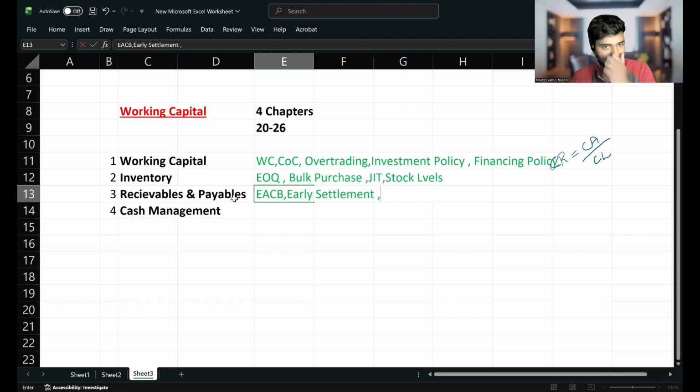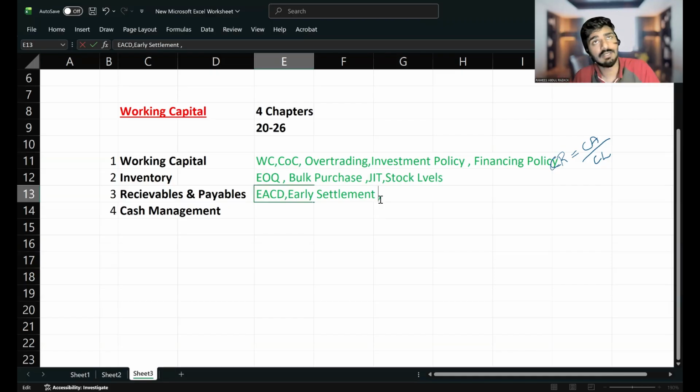Okay, so that is what being early settlement discount. There is a cost incurred for early settlement discount. That is what is called the equivalent annual cost, not EACB actually. Sorry, my mistake. It's EACD, equivalent annual cost of discount, EACD. So there is early settlement discount.